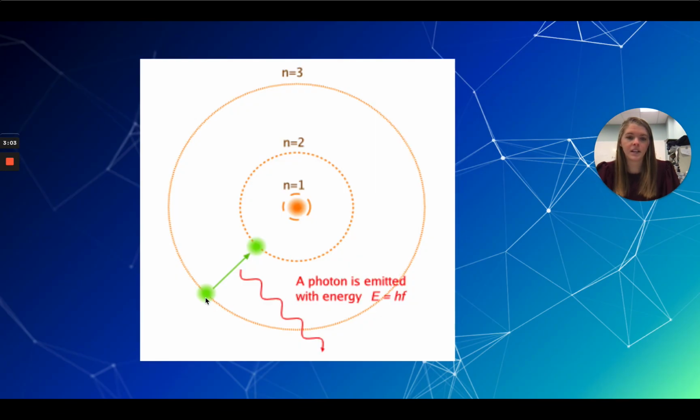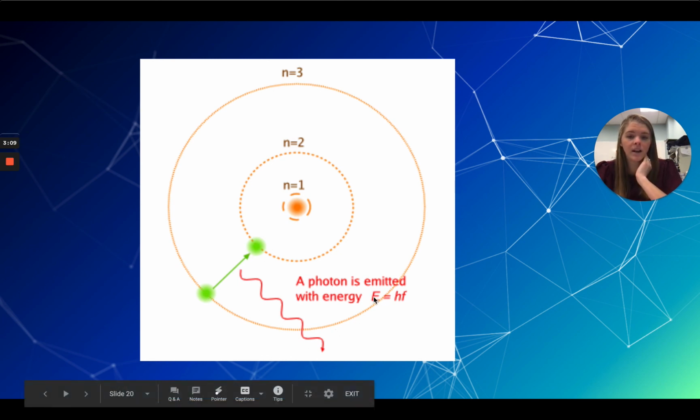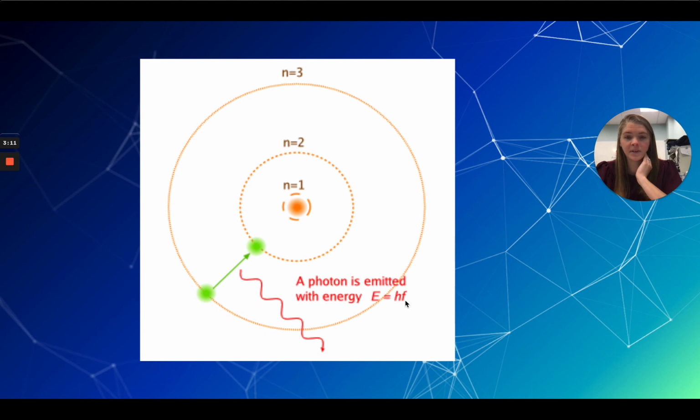As you can see here, we're going from an energy level of 3 to an energy level of 2 and emitting a photon, where energy equals Planck's constant times frequency. They're showing frequency as f, not as nu. So a photon is given off when an electron is jumping from a high level to a low level.